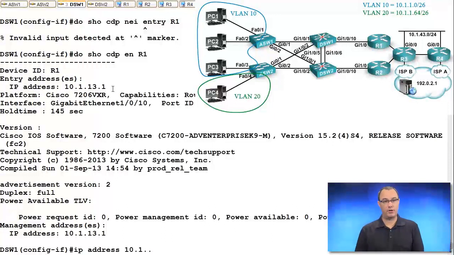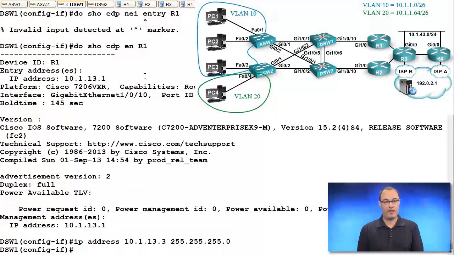I could have logged into R1. I have reachability to that. I could have just clicked on that. But this is what we would do in the real world. I'm going to say DSW1 is going to be .3. And I'm going to assume a 24-bit mask. I, in fact, know that. And now I want to ping R1.